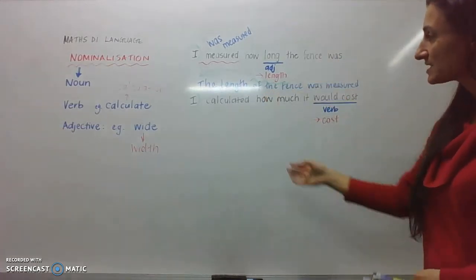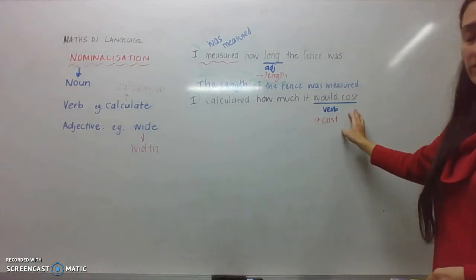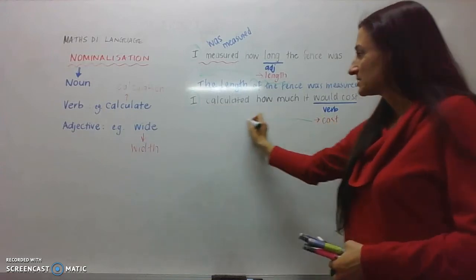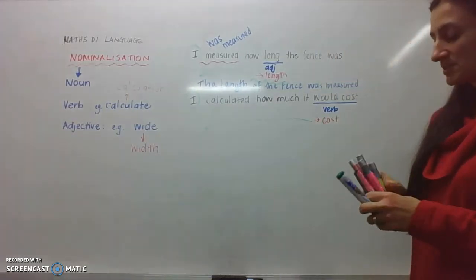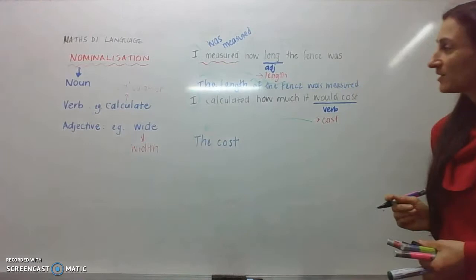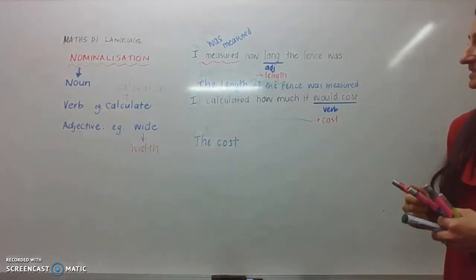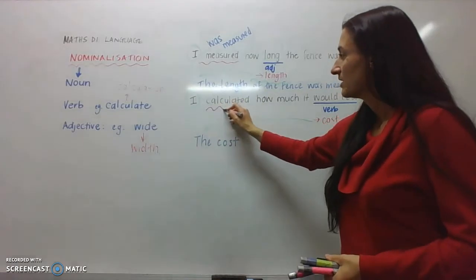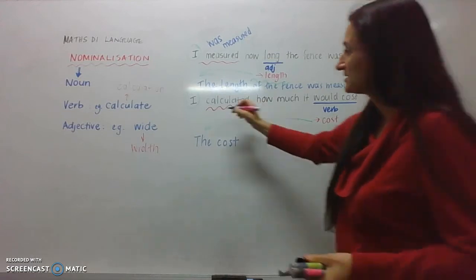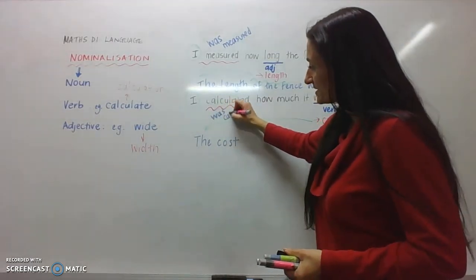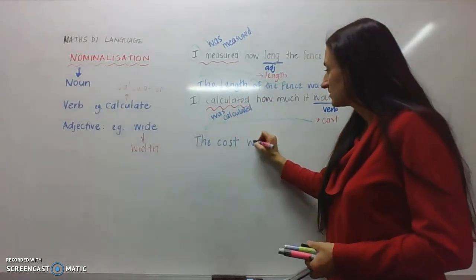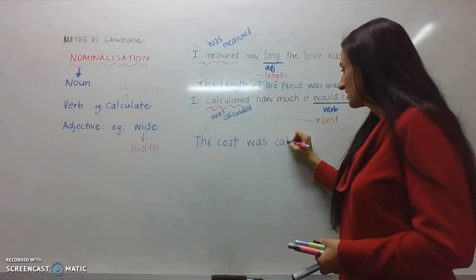If I look at the next one, I calculated how much it would cost. The thing that I'm calculating now is the cost. So my object is going to go into subject position. So I end up with the cost, and I have to now look at my verb. So when I look at my first sentence, I had I measured. Here I have I calculated. I need to turn that into a passive sentence, so I end up with was calculated. So now I can say the cost was calculated.